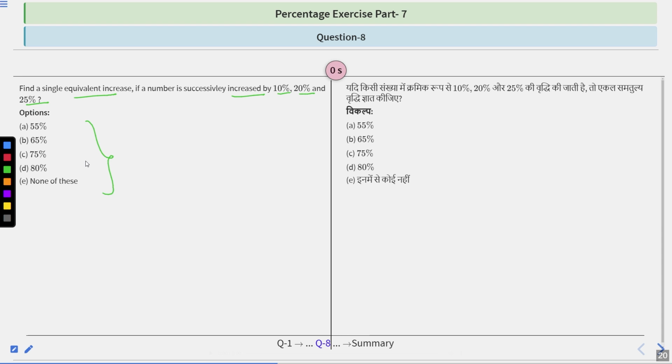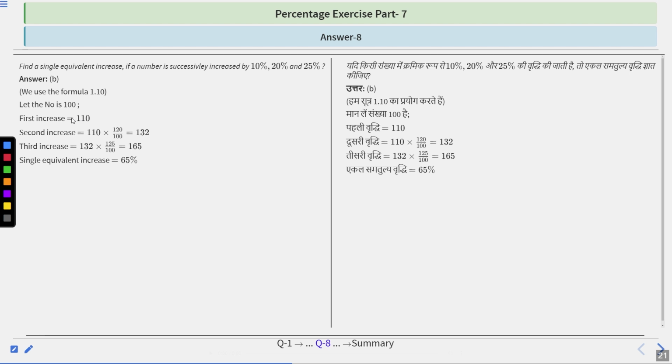Time's up. Let's see the solution. Now, let the number be 100. First it increases by 10%, which means it will become 110. Then this number is again increased by 20%. Clear? So when we calculate it, we get 132. Again, this number is increased a third time by 25%, so this number becomes 165. It means the number was 100 before and now it becomes 165. So what will be the increase? The increase is 65%. So option B is the correct answer.